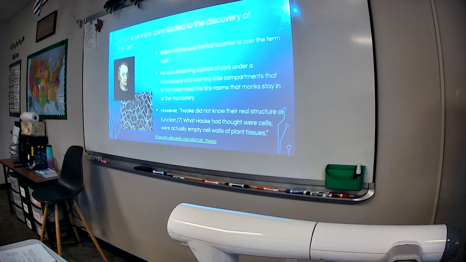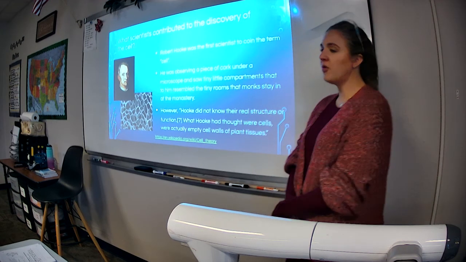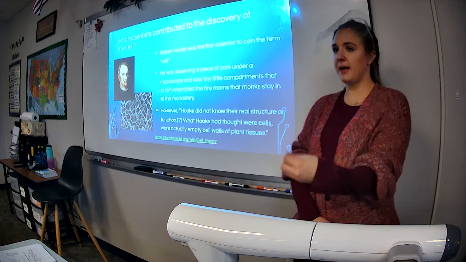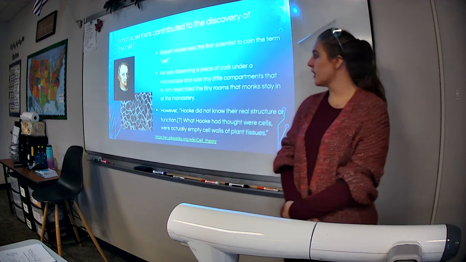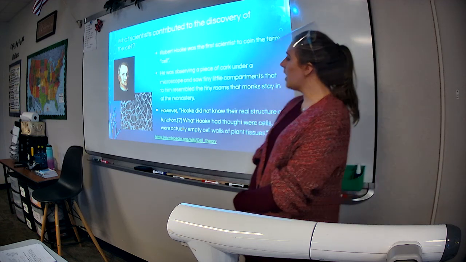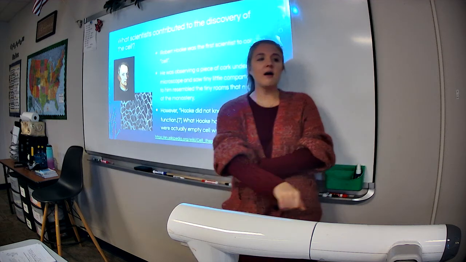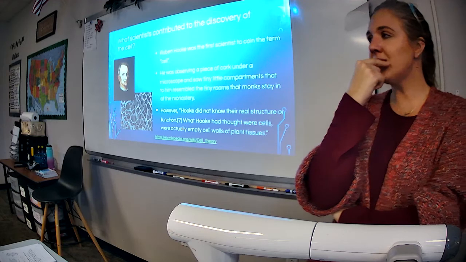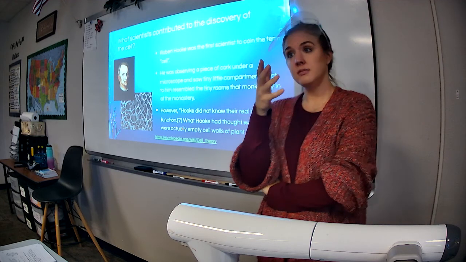Now, he didn't really know what he was looking at, but he was observing a piece of cork under a microscope. Cork is a piece of a plant, like a shaving of plant tissue, basically. What he saw looked something like this. And when he saw it, he thought, this looks kind of like the little cells that monks stay in a monastery. So he called them cells.